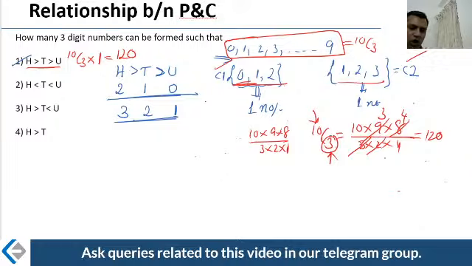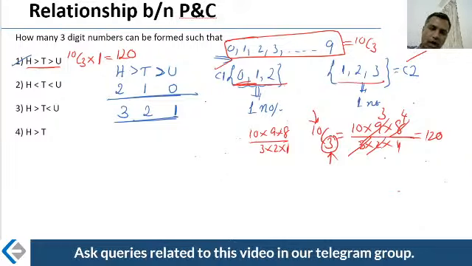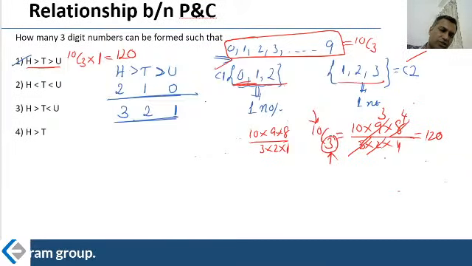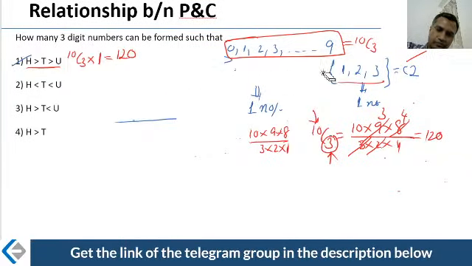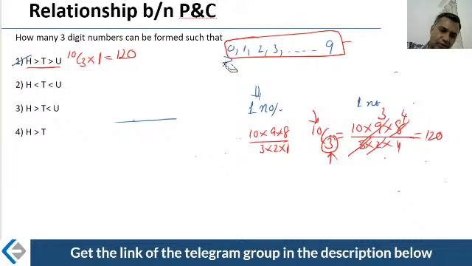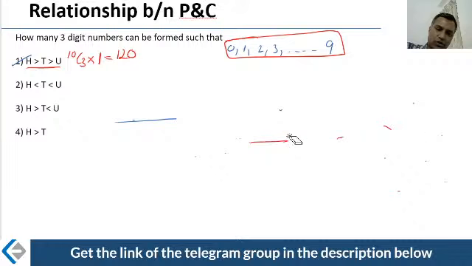For the first question, how many numbers are possible? 120 numbers are possible. That's about the first question. Let's come to the second question, my friends. Same set of data. We have these 10 numbers here. Same set of data, so let's see what the result is for the second question.